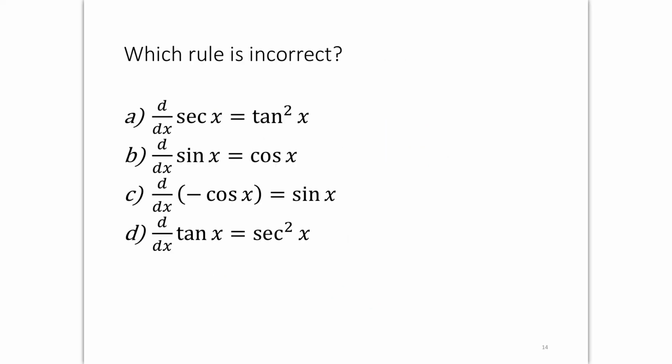Let's go ahead and try a couple multiple choice questions. Don't look at your notes for these ones. Which rule is incorrect? All right, well, the derivative of secant is definitely not tan squared. Sine goes to cos. Negative cos will go to negative negative sine, which is true, and tan will go to secant squared. But secant here is supposed to go to secant tan. So rule A is incorrect.